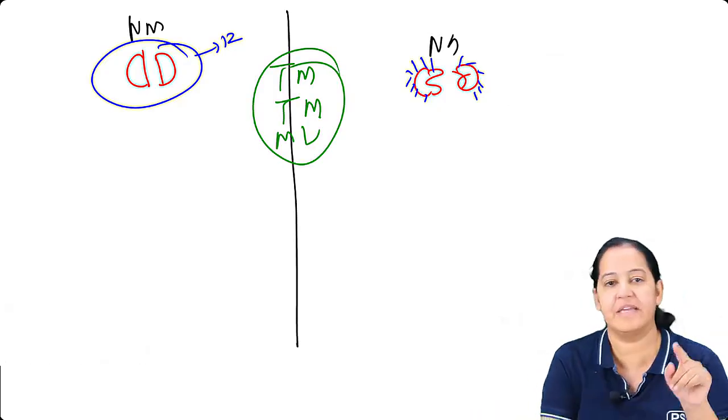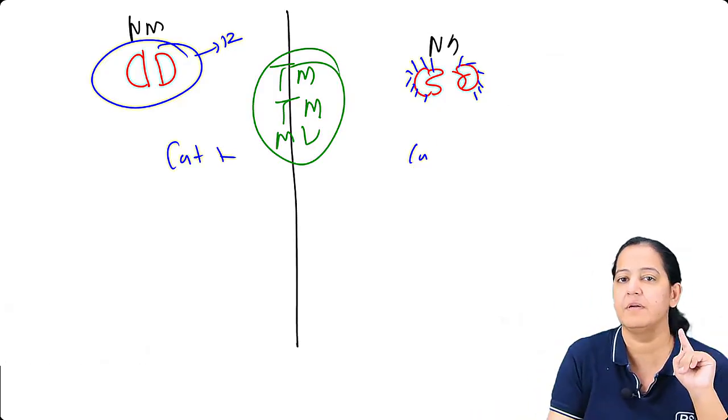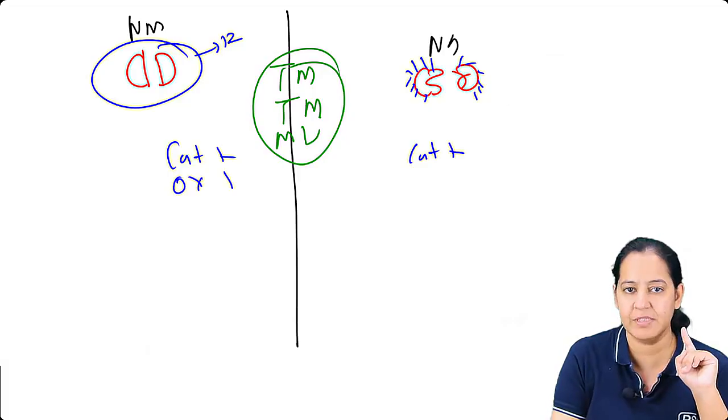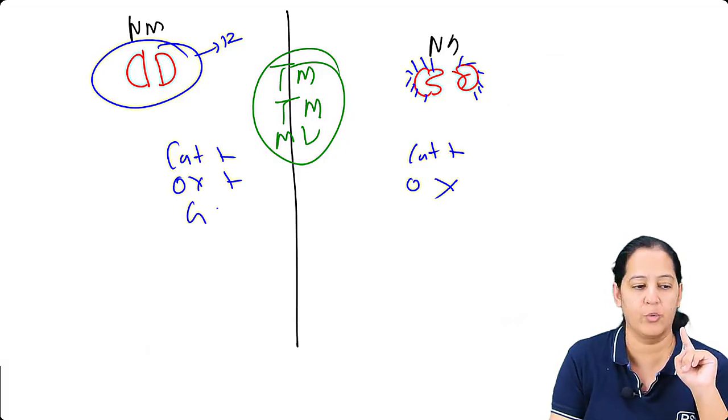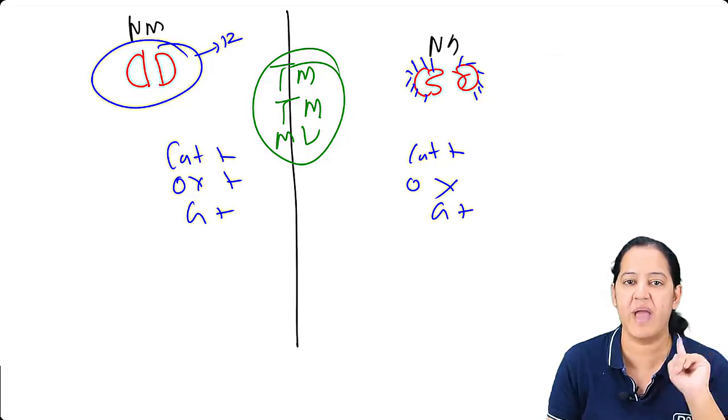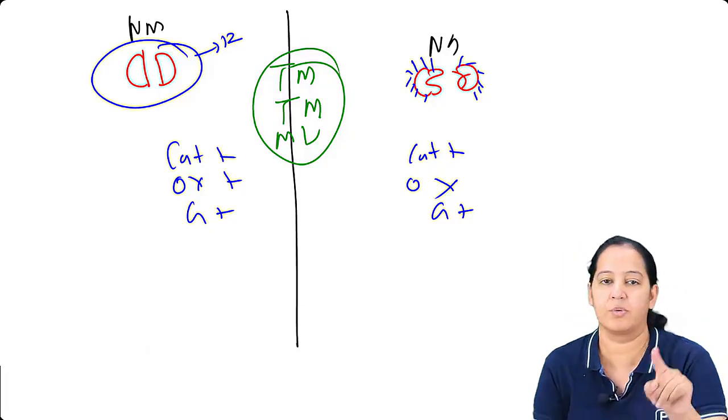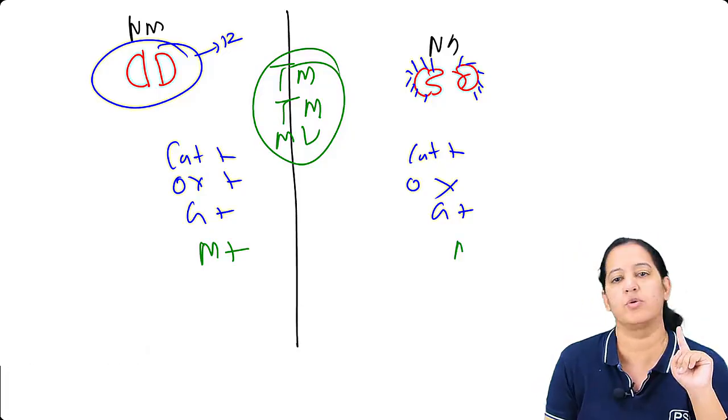After that, we have seen both of them are catalase positive. Both of them are oxidase positive. Both of them ferment glucose. But the most important thing which we have to note here is maltose. This one ferments maltose, this one doesn't ferment maltose.